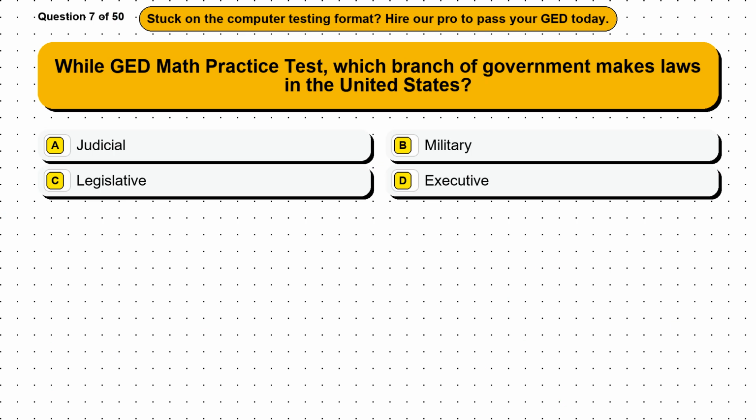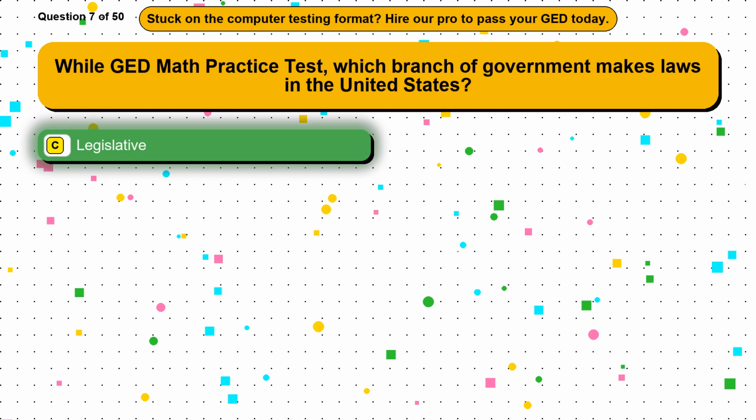Question 7. While GED Math Practice Test, which branch of government makes laws in the United States? Option A, judicial. Option B, military. Option C, legislative. Option D, executive. The correct answer is option C.